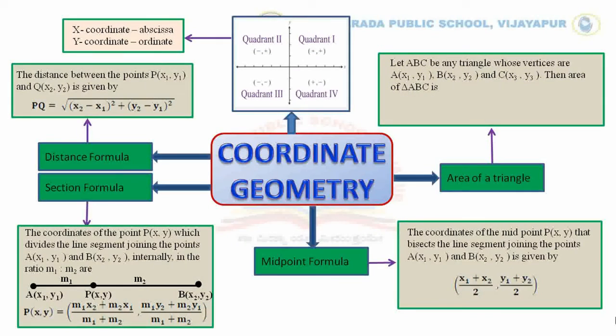It is calculated as follows. Let ABC be any triangle whose vertices are A(x1, y1), B(x2, y2) and C(x3, y3). Then the area of the triangle ABC is given as half into x1 into (y2 minus y3) plus x2 into (y3 minus y1) plus x3 into (y1 minus y2). By using this formula, we can calculate the area of the triangle which is present on the graph.